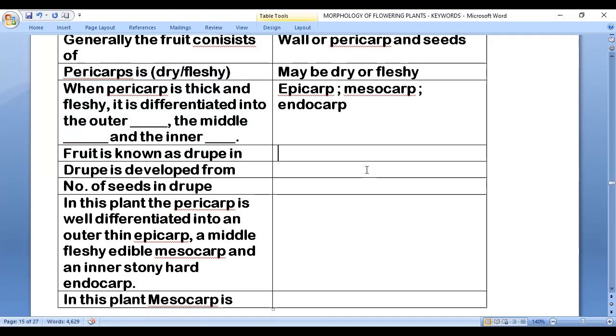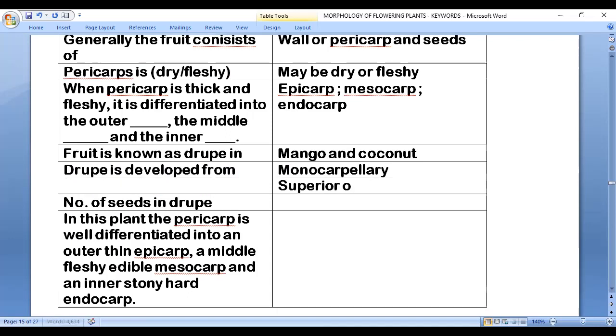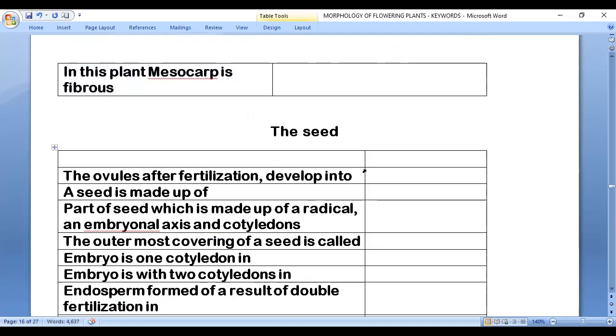The fruit is known as a drupe in mango and coconut. A drupe is developed from a monocarpellary superior ovary. The number of seeds in a drupe is 1. In this plant, the pericarp is well differentiated into an outer thin epicarp, a middle fleshy edible mesocarp, and an inner stony hard endocarp. Mango. In this plant, the mesocarp is fibrous. Coconut.